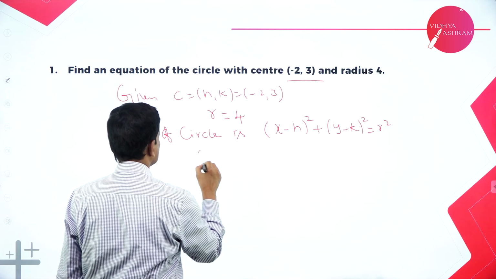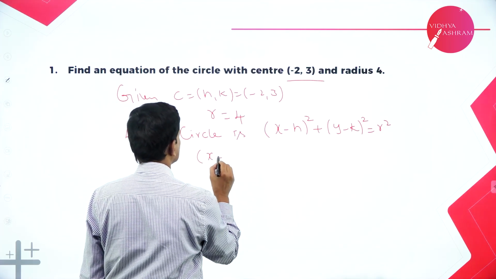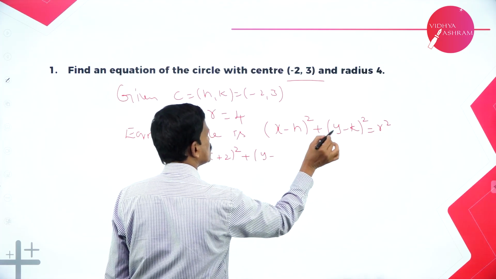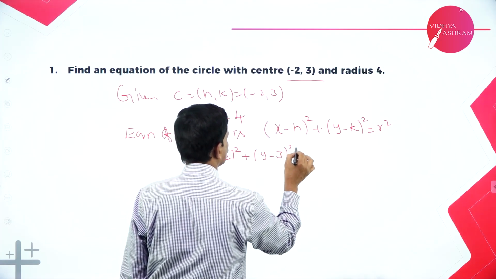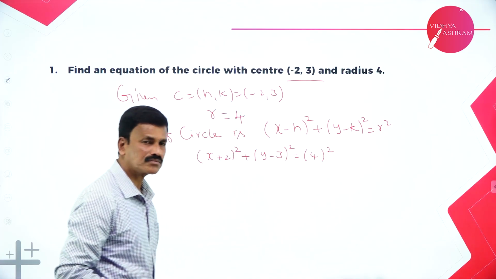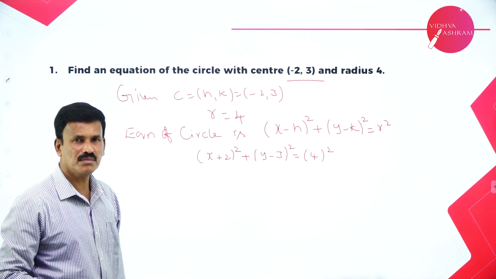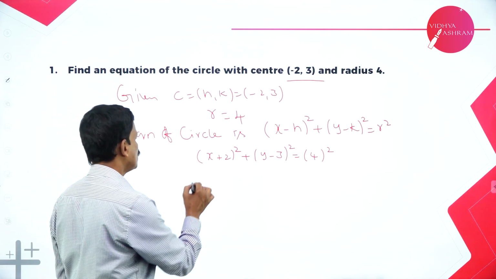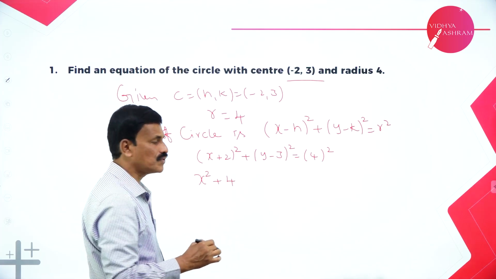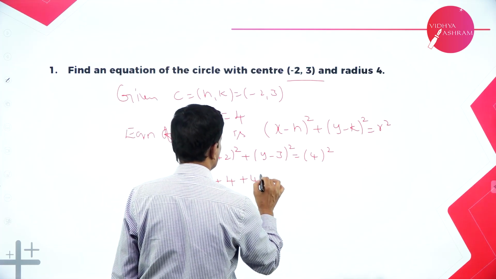Now x minus, what is h? Minus into minus is plus 2, whole square, plus y minus k, what is k? 3, whole square is equal to r square. r is 4, square, right? (x plus 2) whole square plus (y minus 3) whole square is equal to 4 square. Now apply (a plus b) whole square: a square plus b square, 2 square is 4, plus 2ab, 2 twos are 4x.